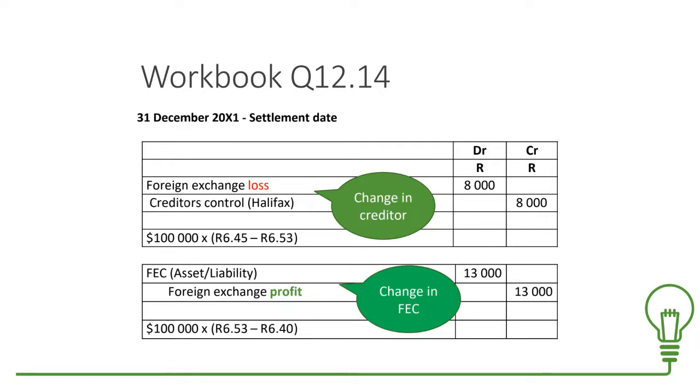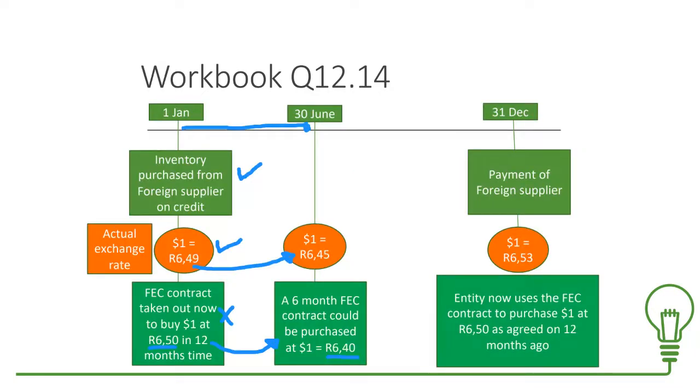Okay, so let's look at our timeline. Now we're moving towards settlement date and expiry date, right? As you can see, it's getting bigger. So that means our creditor is getting bigger, which means we are making a loss. Leave the creditor out for now. I'm going to talk about the FEC. We last measured the FEC at 6.40, but when we complete the FEC, we're going to get dollars that are worth 6.53. So we're going to make a profit on the FEC and a loss on the creditor.